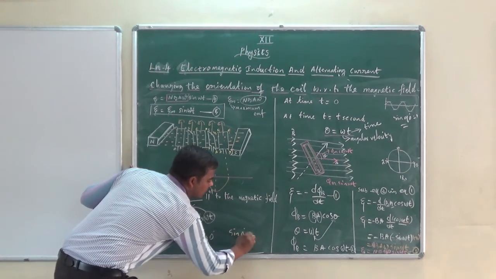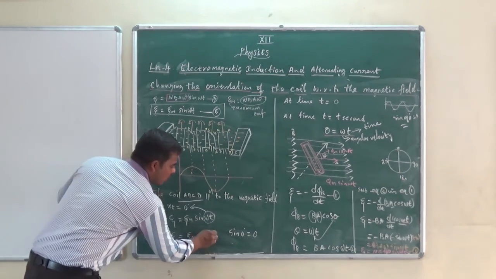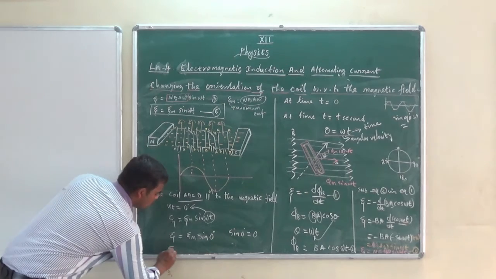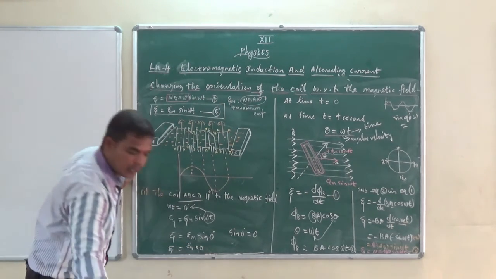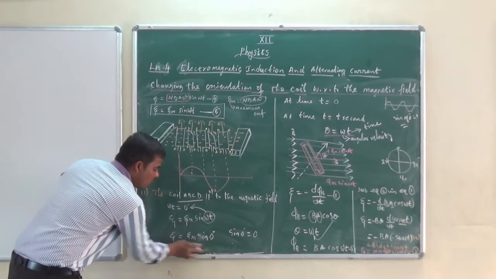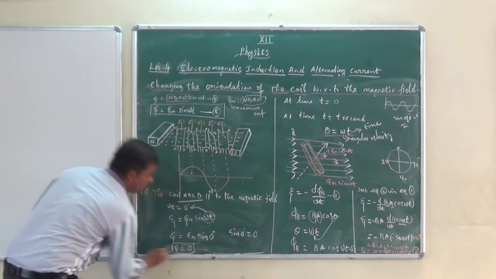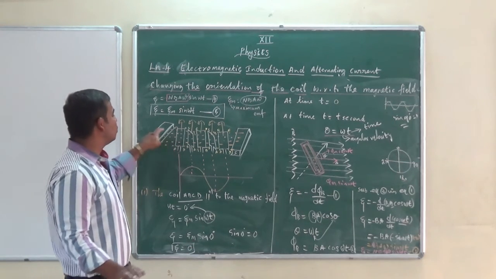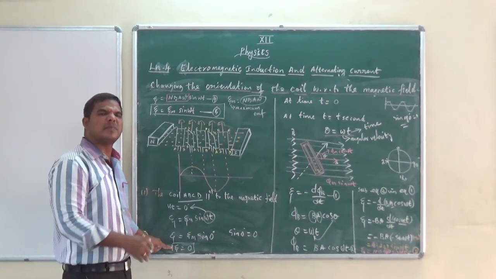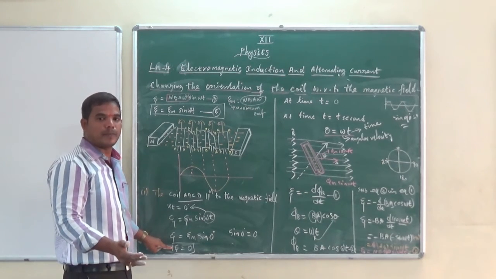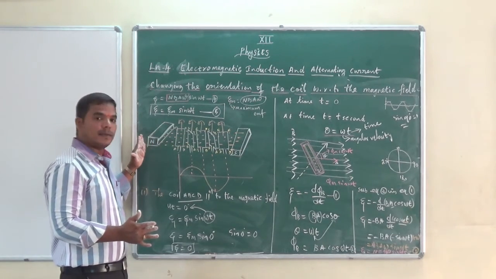Substitute sin 0 degree. What is sin 0 degree? It is 0. So psi m into 0, what do we get? We get 0. So in the position where the coil is parallel to the magnetic field, the induced EMF is 0. That means no induced EMF is produced, because the coil is in the parallel position to the magnetic field.